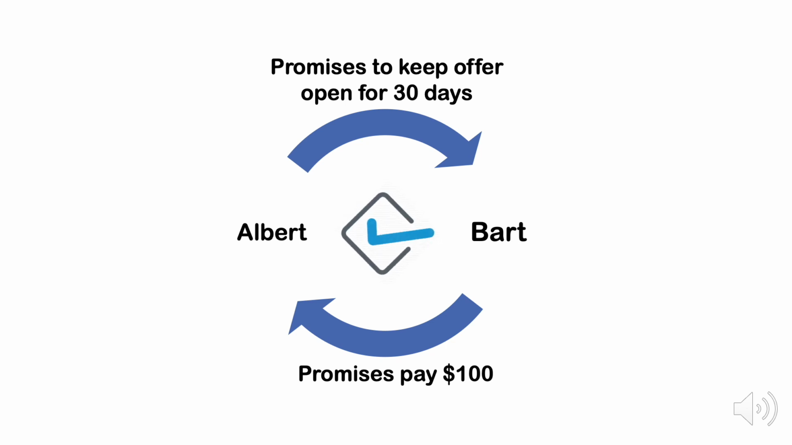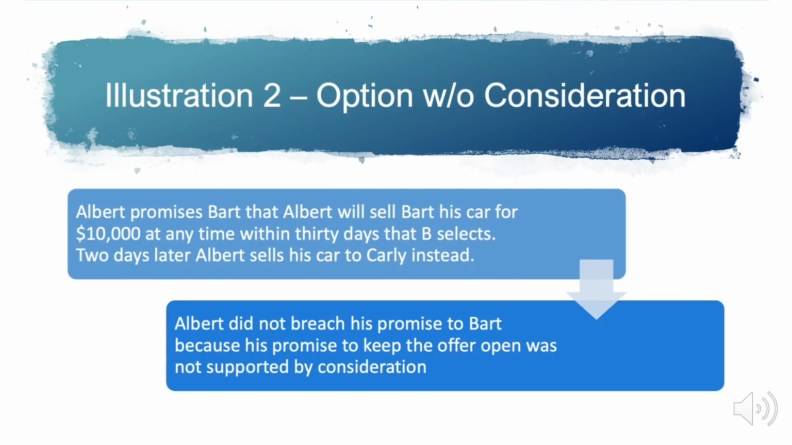Since we have an exchange where both people receive something for value, we have consideration. And since there is offer, acceptance, and consideration, we have a contract. It so happens that this particular contract is an option contract, one that limits the power of revocation of another offer. But just like all the contracts we see at law, it is supported by consideration.